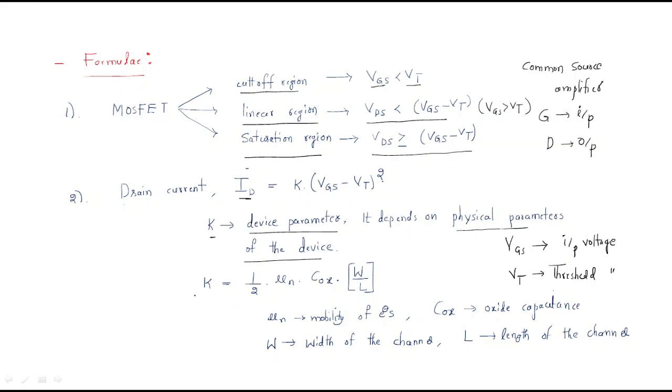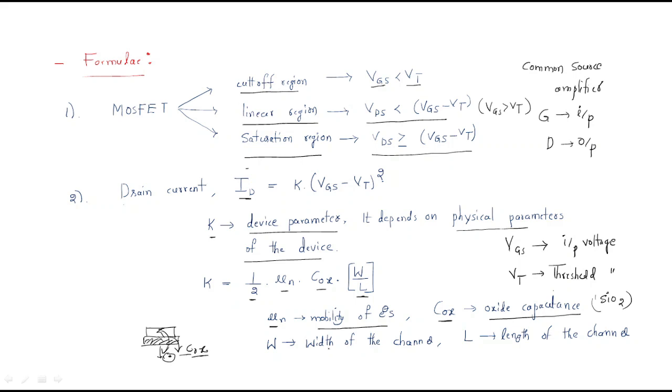Here we will write the formula for K. K equals 1 by 2 into mu n COX W by L. What is mu n? Mu n is the mobility of the electrons, how much mobility the electrons have. And what is COX? COX is the oxide capacitance. We have the metal oxide, silicon dioxide, which acts as an insulator. With the insulator, one side has the terminal and the other side has the channel, so it forms a capacitance, which is known as COX, because there is a potential difference.